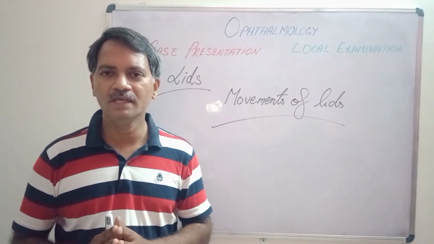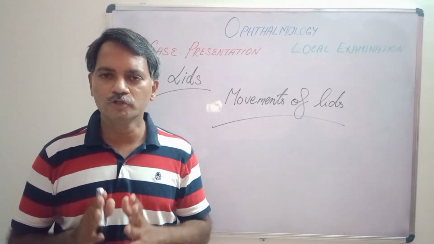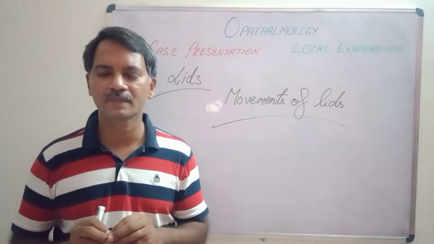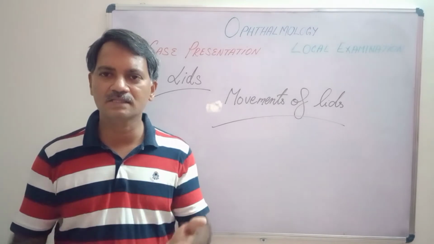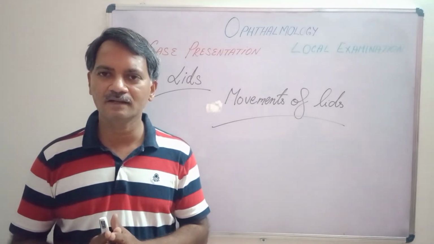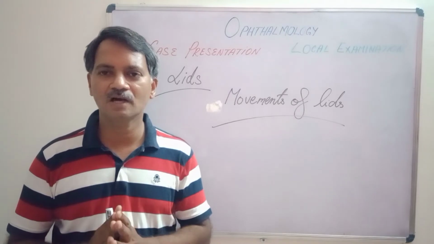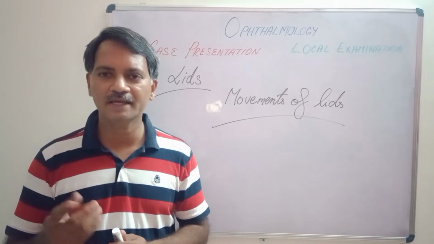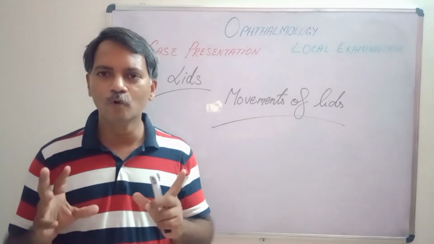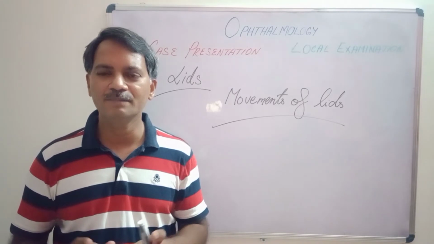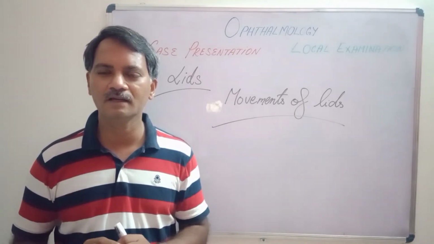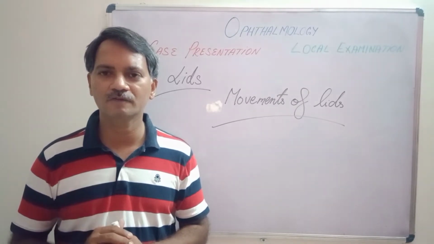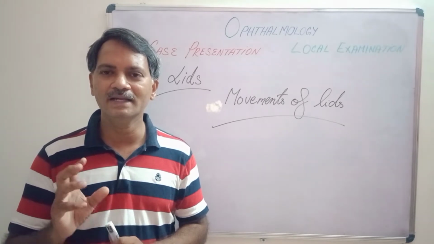Next, we will see about the movements of the eyelids. You should ask the patient to gently close and open the eyes. If the movements are brisk and smooth, then the movements of the eyelids are normal. Sometimes, in a condition called as thyroid ophthalmopathy, the movements may be affected. It may be slow in closing or opening the eyelids. Thyroid ophthalmopathy is one of the classical examples of lid lag.